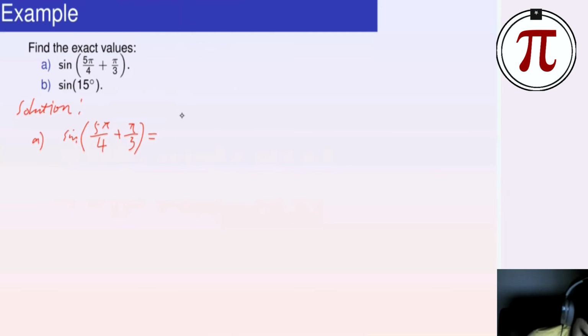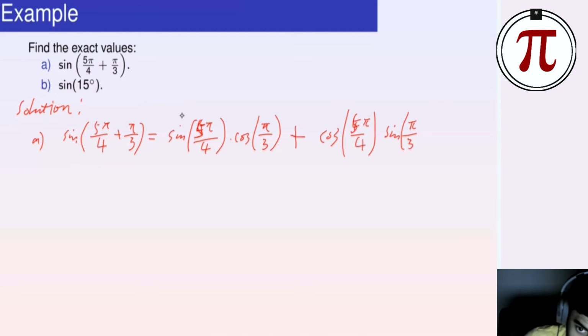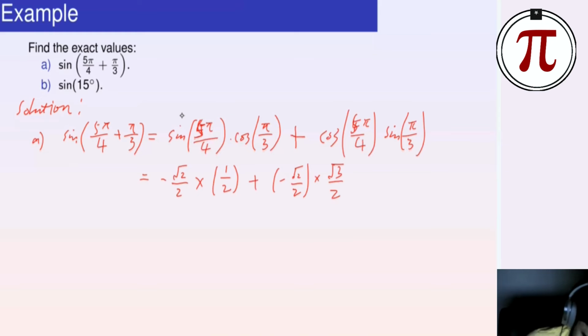This one equals what? Sine of the first times cosine of the second. Sine of 5 pi over 4 times cosine of the second. Plus or minus? Plus. And then cosine of pi over 3. This one is negative square root of 2 over 2 times 1/2, plus negative square root of 2 over 2 times square root of 3 over 2. So this equals negative square root of 2 over 4 minus square root of 6 over 4, which is negative square root of 2 minus square root of 6 over 4.